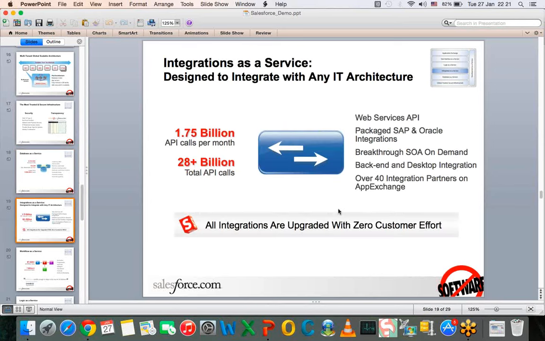And integrations, you need not install any services or any infrastructure in order to do integration. All you do is use web services, REST or SOAP APIs, in order to integrate with Salesforce. That's what they're saying, that integration also can be done using a service.